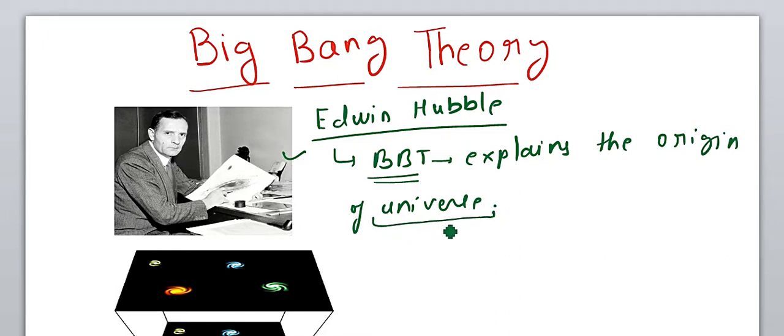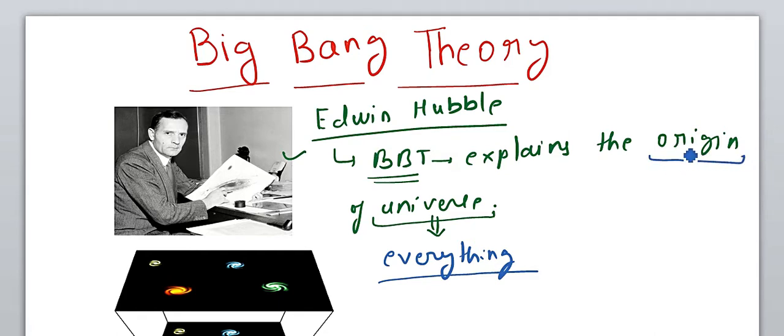Now what is the universe? See, the universe means everything, everything which is there: the air, the water, the animals, the plants, the earth, the sun, the moon. So everything which is there is actually the universe. And the Big Bang theory explains how all of these things originated, how all of these things started, or the birth of the universe, right?